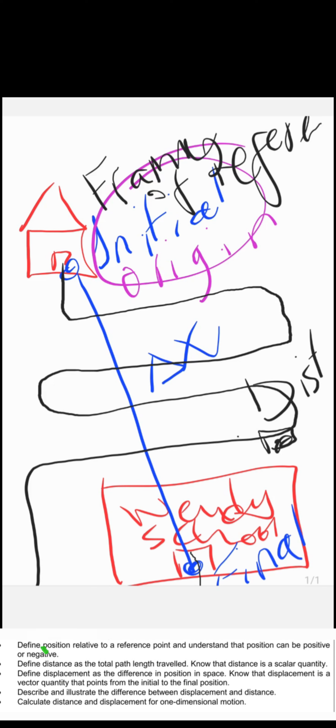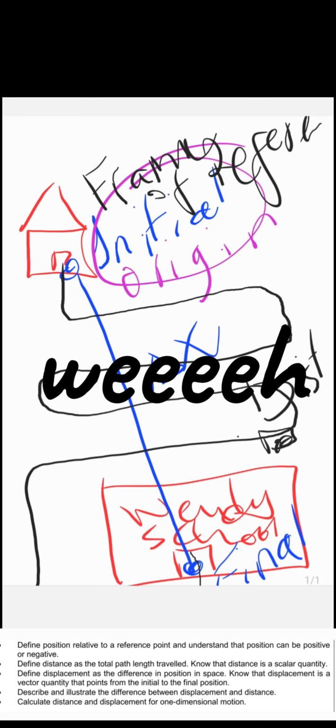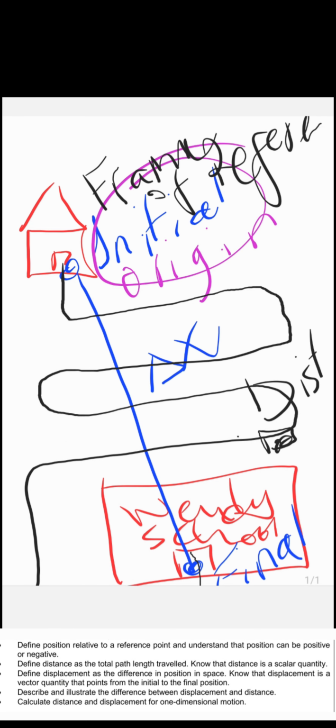Because by definition, we say distance is the total distance traveled, or it is the total path traveled. These are the type of questions that they ask in the examination.